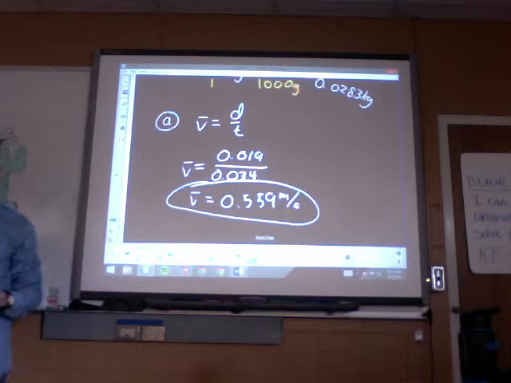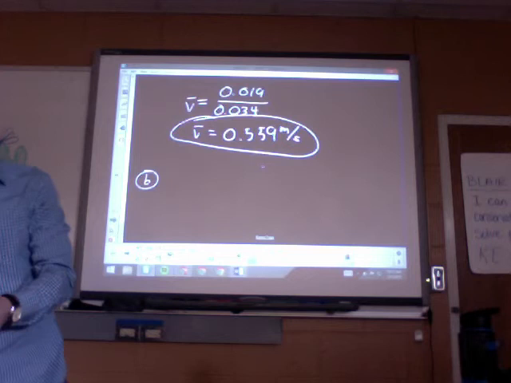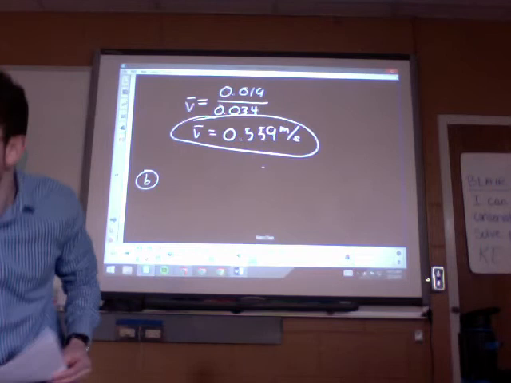And part B. Read the problem once more. Are we counting rotational or not? Yes. They said including rotational. Including rotational.